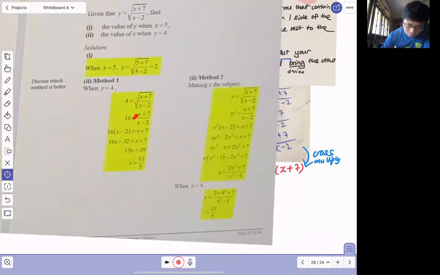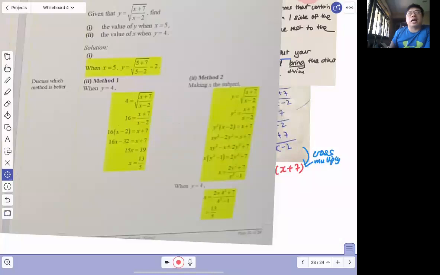Okay, when y equals 4, you can cross multiply like what you did here. That's one method. Another method is you can make x the subject. Both methods are fine. If you look at it, you can also discuss which method is better.